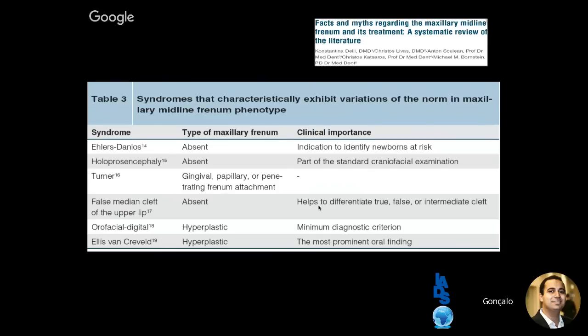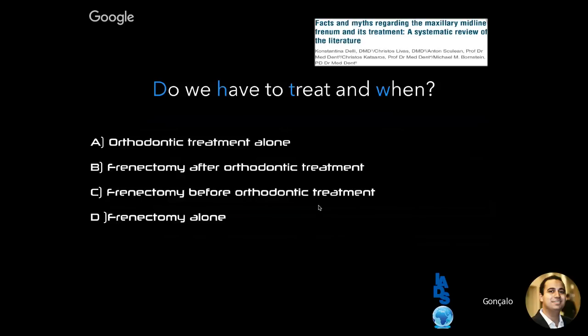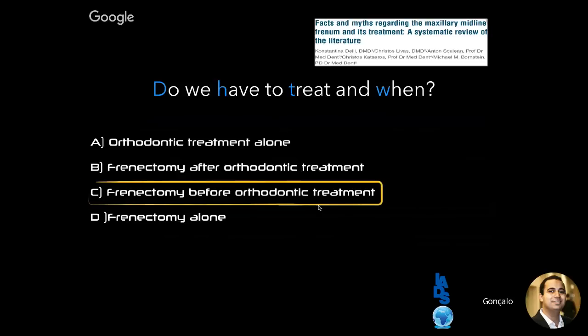And we know that there are several syndromes that can cause a pathologic maxillary midline frenum, like Ehlers-Danlos syndrome and other types of syndromes. So the question is, do we have to treat, and when do we have to treat? First of all, we have to see if it's a pathologic frenum or not. Usually the pathologic frenum are the papillary and especially the papillary penetrating frenum. And usually the question is, when we have patients with a maxillary midline diastema and they have a pathologic frenum, should we do the surgery before orthodontic treatment or after orthodontic treatment? And the answer is not clear.